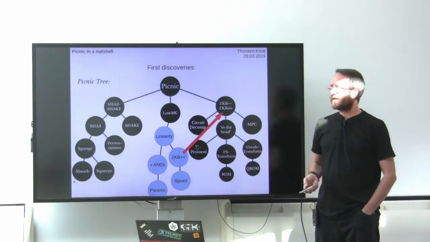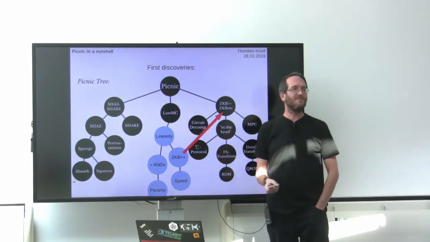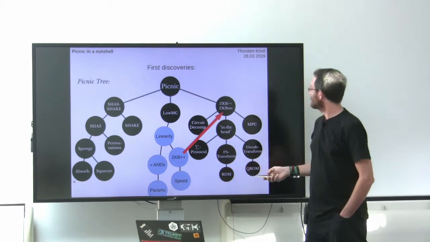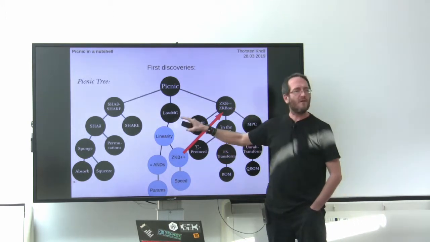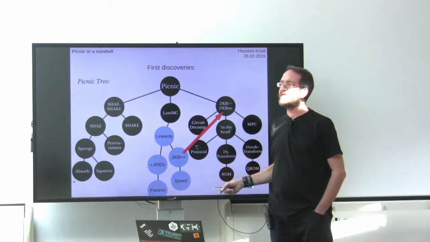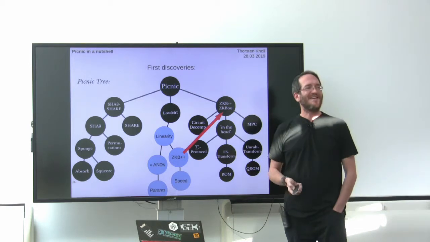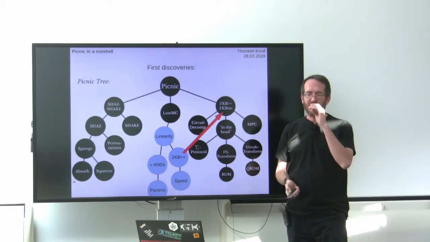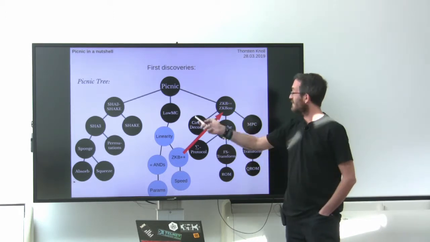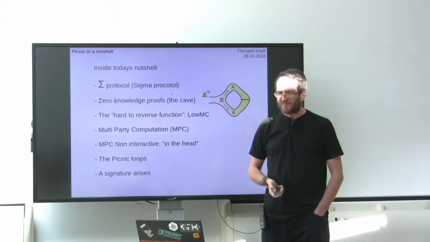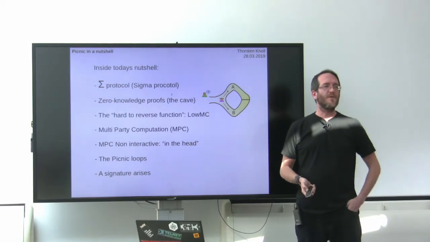And then I discovered, oh, there's just a lot of stuff in the middle hanging below this LowMC node. And then if I get into LowMC, that one is used here again, and I could draw a lot of arrows in there, because everything is depending on everything, everything is connected to everything. So let's try to figure out how I can tell you a little more about this very detailed and complex thing. So in a nutshell, we will look through what is a Sigma protocol.